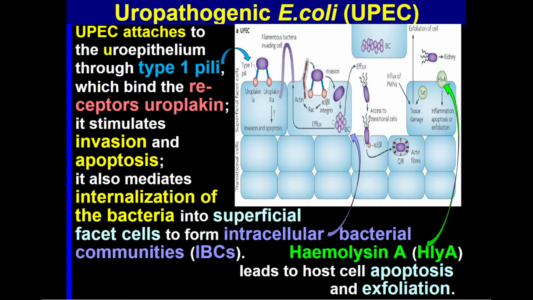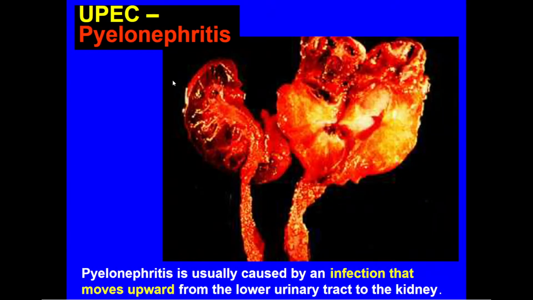And then, of course, when bacteria are released, they get better access to the transitional cells and may infect the deeper layers underlying the superficial facet cells. Okay, so this is the infection with uropathogenic Escherichia. And here you can see the resulting pyelonephritis, how the kidney appears as a result of the moving upward of the Escherichia to the kidney.